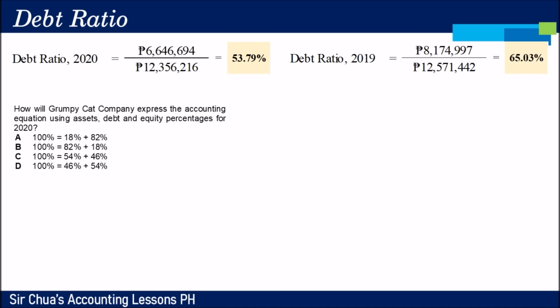First question, how will Grumpy Cat Company express the accounting equation using assets, debt, and equity percentages for 2020? Okay? Binigay sa inyo yung debt ratio na 53.79%. Alin po kaya sa A, B, C, and D ang proper representation of the accounting equation in 2020 using the asset, debt, and equity percentages? Go!